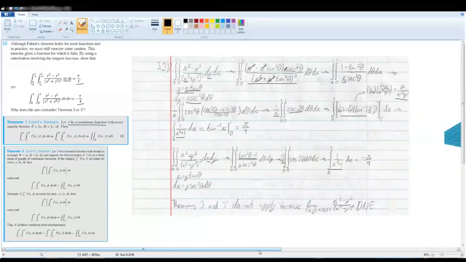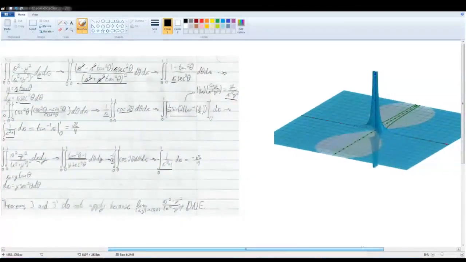In fact, when you graph it, it looks like that. Approaching on the x-axis, you go to positive infinity, and approaching from the y-axis, you go to negative infinity.